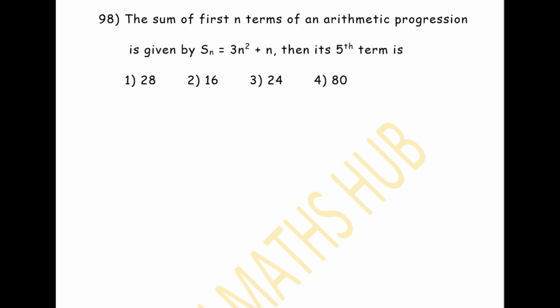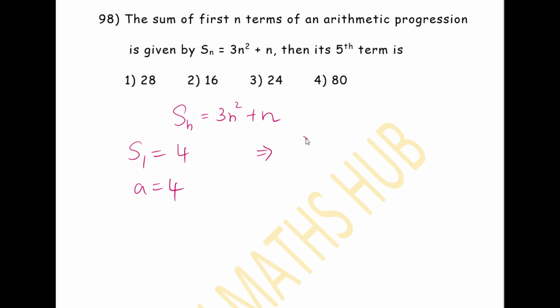Now moving to question number 98. Given what? The sum of first n terms of an arithmetic progression is given by Sn equals 3n square plus n. Then its fifth term is, now find out S1. S1 equals 3 into 1 square is 3 plus 1 is 4. That is A. First term A equals 4.